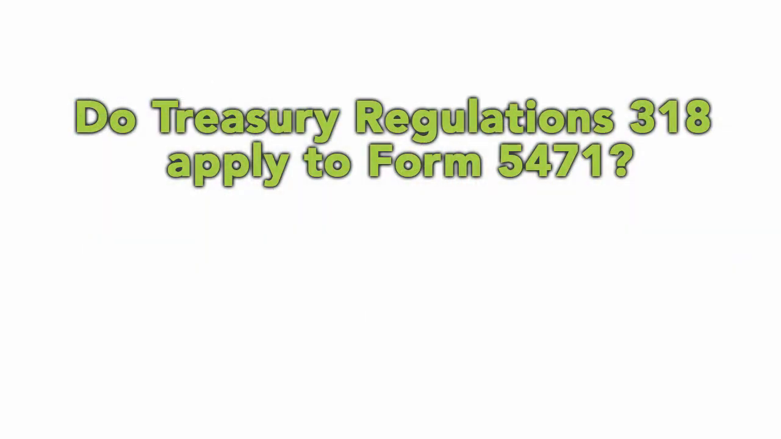What happens is, for wages, it gets reported on line 7. Interest and dividends get reported on lines 8 and 9, respectively. For those deemed income items like Subpart F and GILTI, that will go on line 21 as other income. Next question is, do Treasury Regulations 318 apply to 5471? And to me, I'm like, yeah, this is the biggest yes in the world. This is the attribution that we've been talking about. So absolutely, that's a really good question.